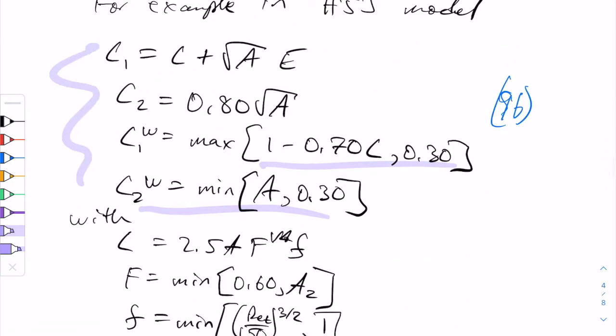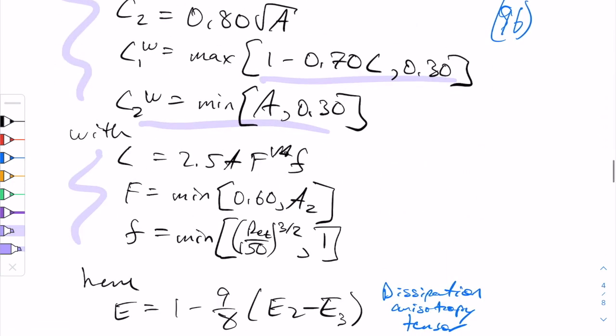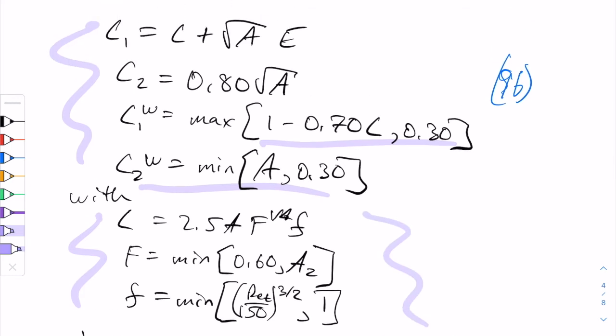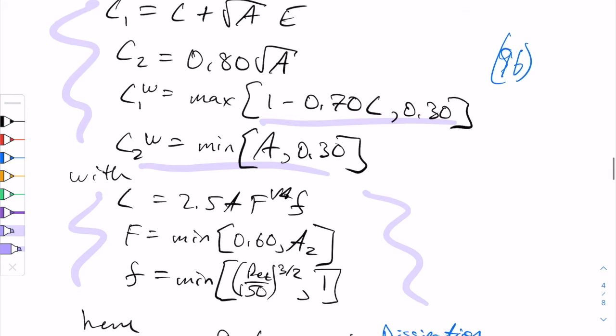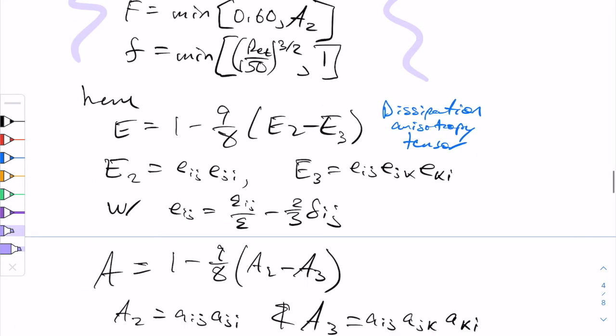These constants depend on further constants. C equals 2.5 A F to the 1/4 little f. Big F is min of 0.6 or A2, and f equals min of Re_T to the 3/2 over 150, or 1. So these seem to be coming out of thin air, but they're, of course, chosen somewhat empirically to make adjustments to better match data sets of experiments.